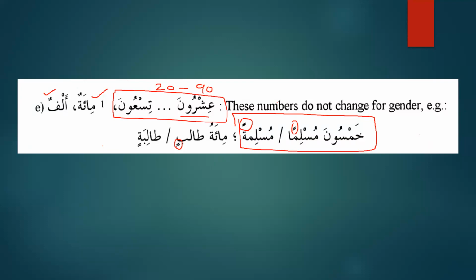The first group is 1 and 2. The second group is 3 to 10. The third group is 11, 12. The fourth group is 13 to 19. And the fifth group is the decades that we have learned so far, and similarly, miyatun wa alfun.